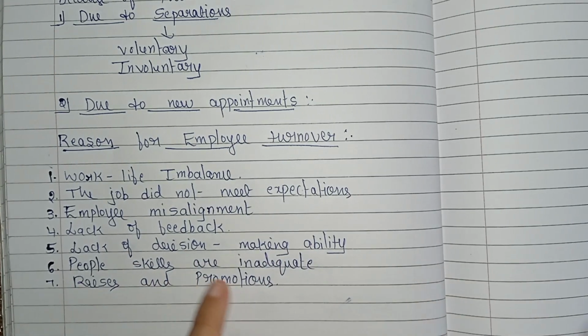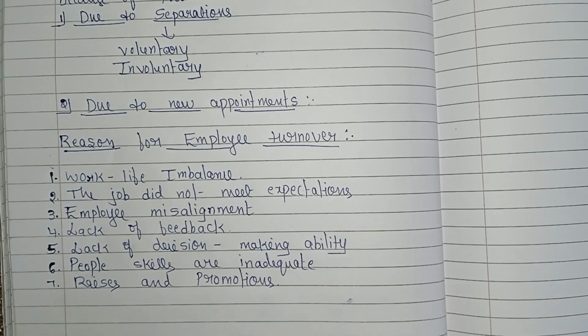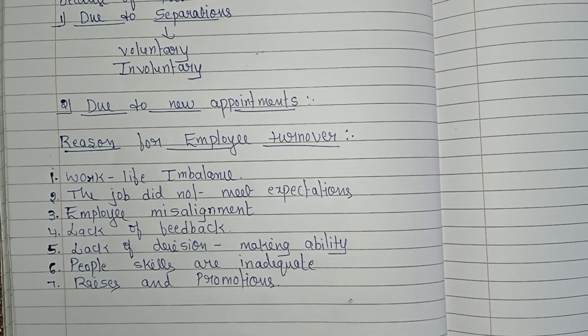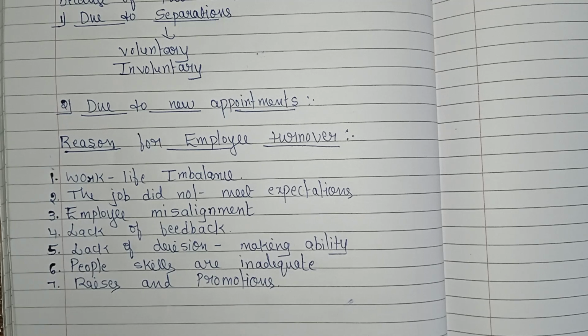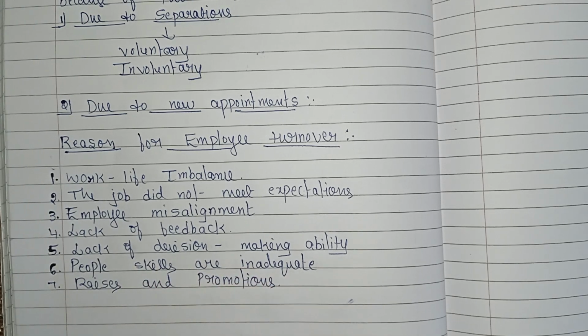Next, the sixth one is people skills are inadequate. It means what? When employees lack communication, teamwork or interpersonal skills, it creates conflicts, right? And sometimes it creates misunderstandings due to lack of communication and poor collaboration also. This not only affects the team performance but can also lead to isolation and frustration, causing both the individual and others to leave the organization. That is inadequate people skills.